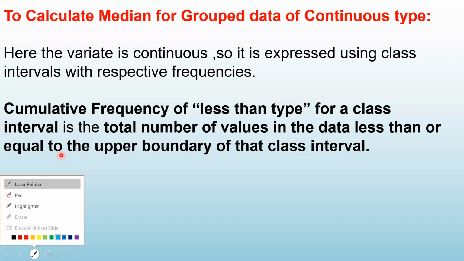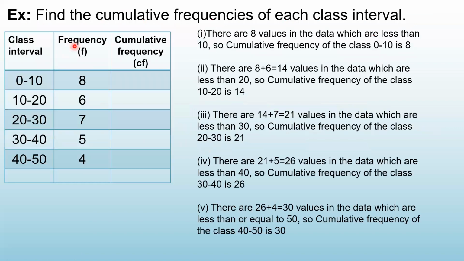That is called the cumulative frequency of less than 10. Let me explain you with the help of example. Look at this. Find the cumulative frequency of each class interval. Now see here, all of you first see that you understand the meaning of cumulative frequency. Concentrate here. सबसे पहले तो ये डेटा का मतलब आपको समझ में आना चाहिए.